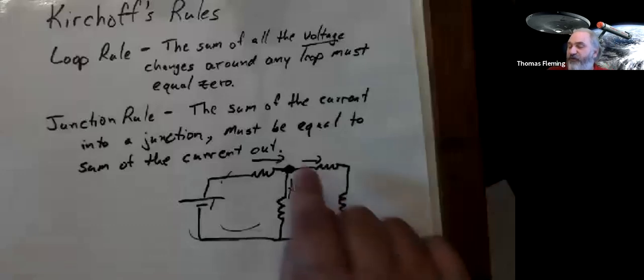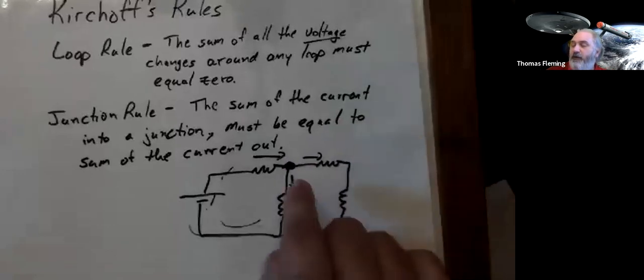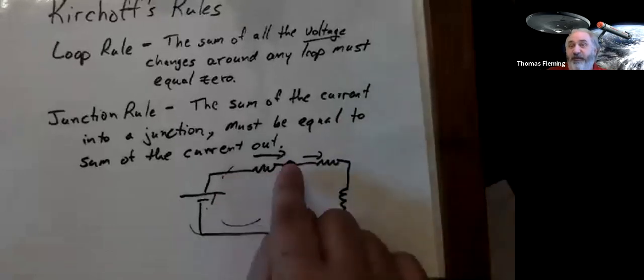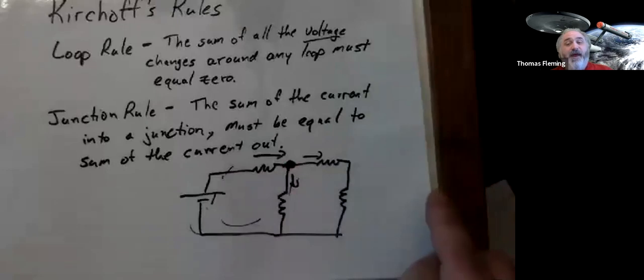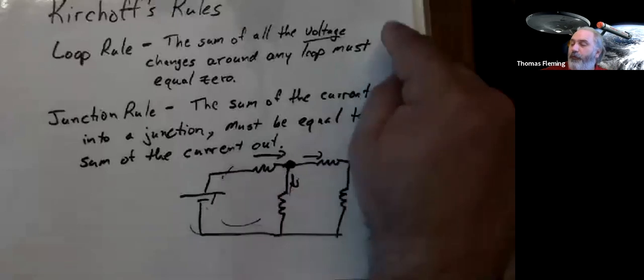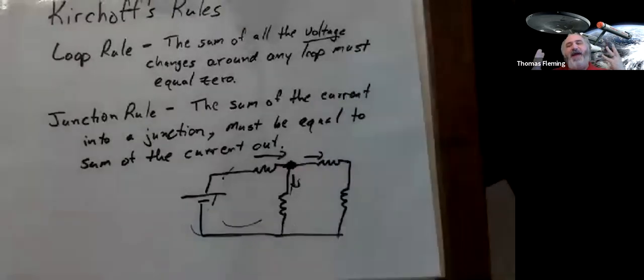So the junction rule is just saying that none of the cars go into the intersection and then don't come out someplace else, right? Everybody comes in, comes out someplace. The loop rule is about voltage. And in my analogy, the voltage isn't about how many cars I've got. It's about energy per charge.